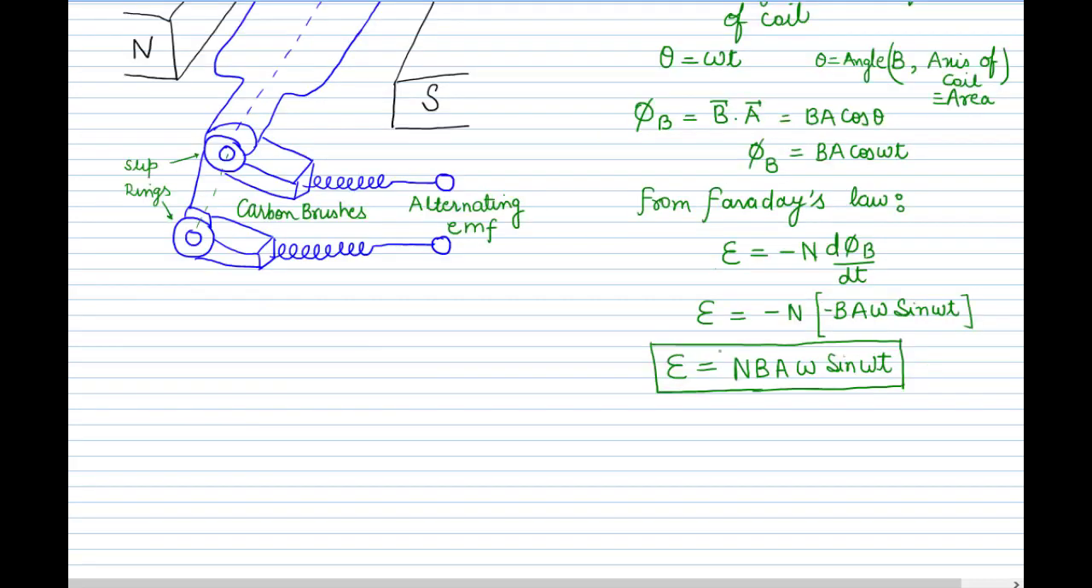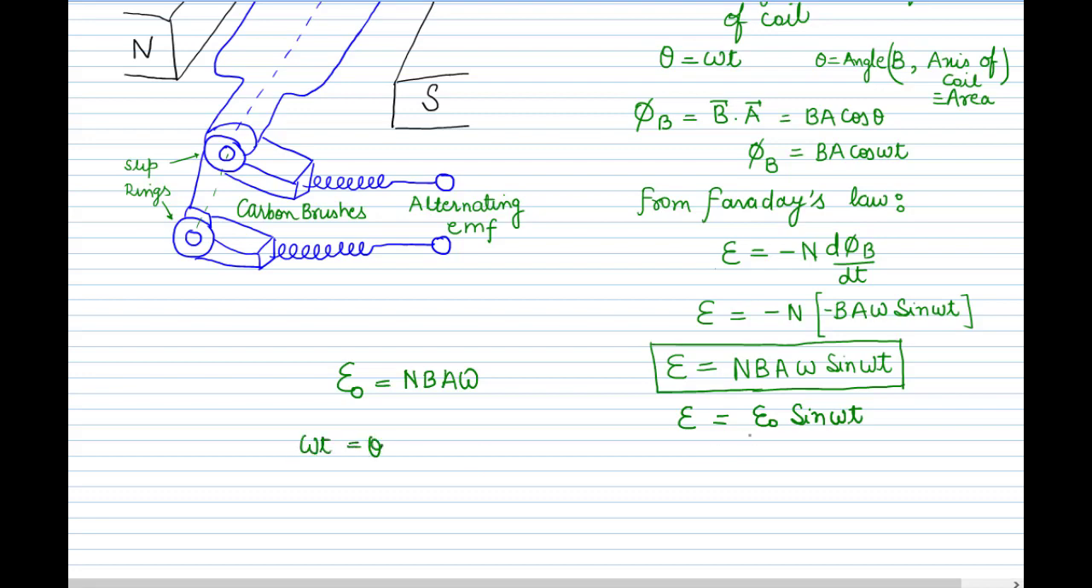And if you want to learn a simpler way, you can write down E is equal to E naught sine omega t. You can also remember it this way: E is equal to E naught sine omega t, where E naught is given by NBA omega. So this is the EMF induced, or the current which is generated. When this EMF will be maximum, it will be extremum. So this omega t corresponds here to theta. So omega t is equal to theta.